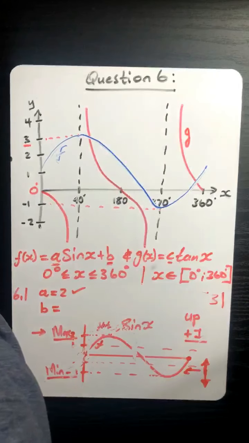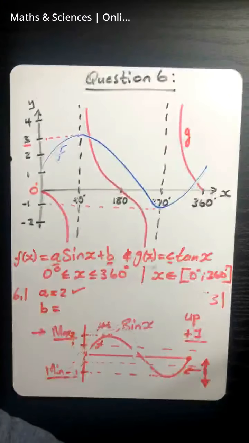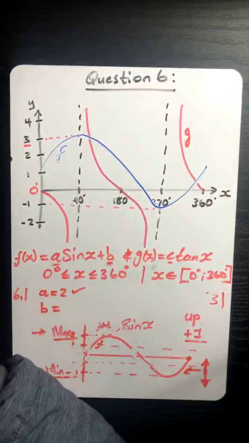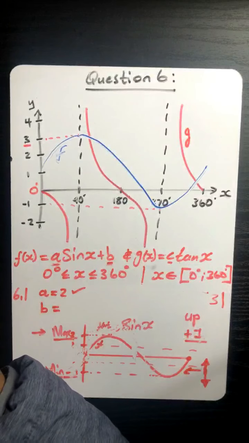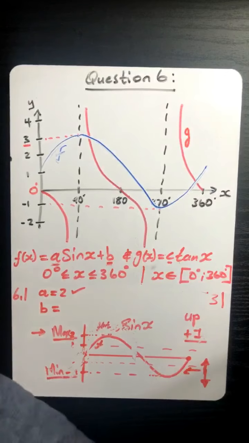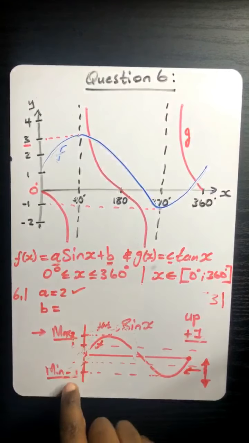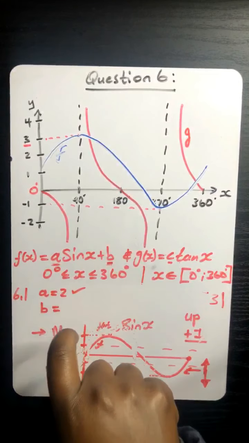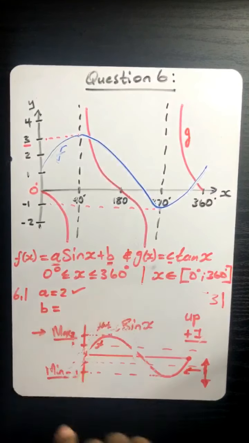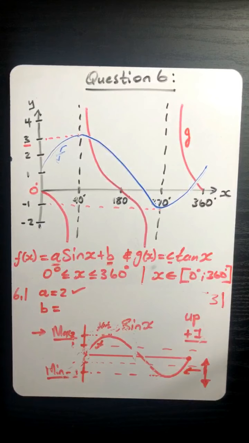So I think you are now having a better understanding. The amplitude is not influenced by the vertical shift, the upward or the downward shift. The amplitude depends on the maximum and the minimum value. Just subtract those two values, then divide by 2. You will know exactly what the amplitude is.